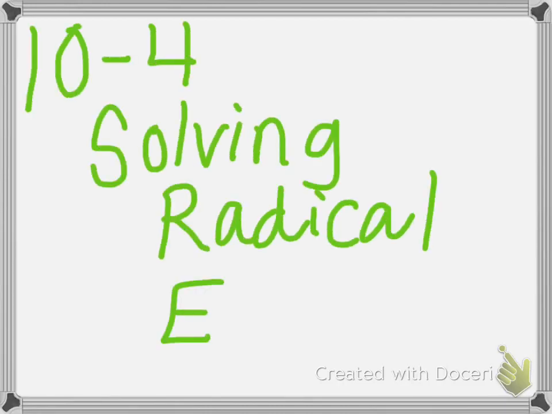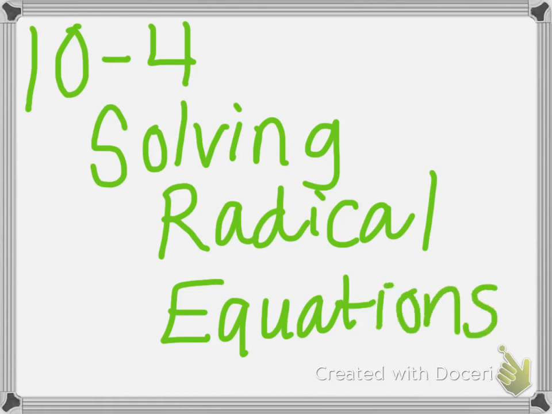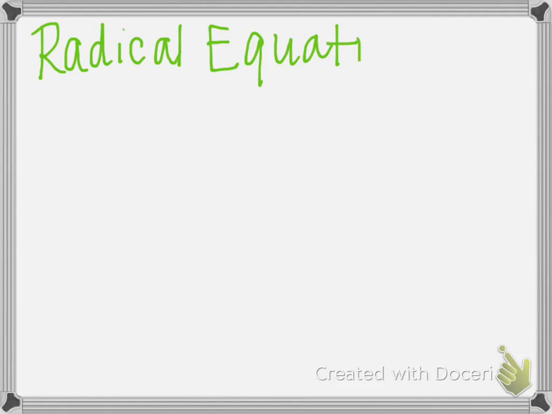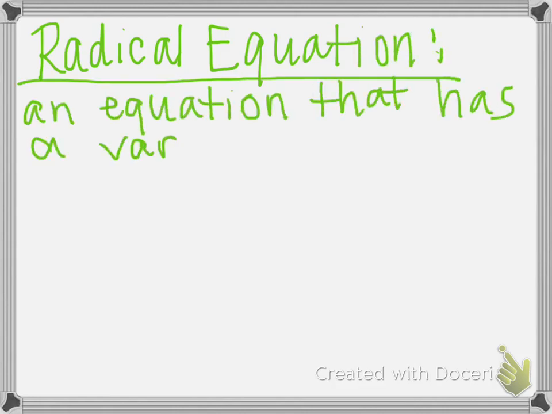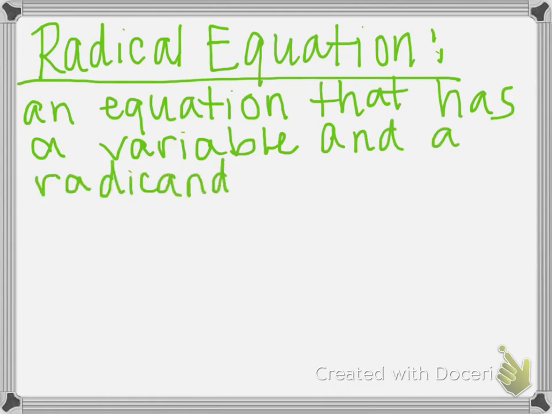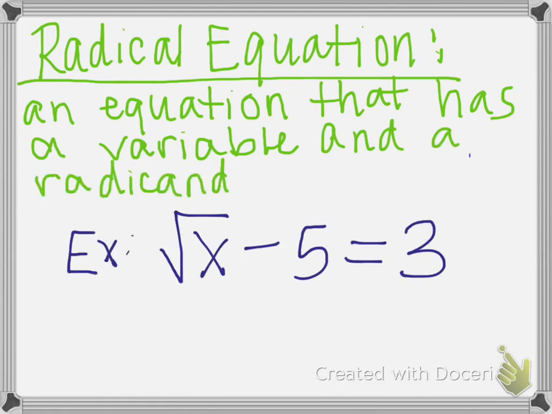10-4, Solving Radical Equations. A radical equation is an equation that has a variable and a radicand. For example, we have the square root of x minus 5 equals 3, and this would be considered a radical equation.